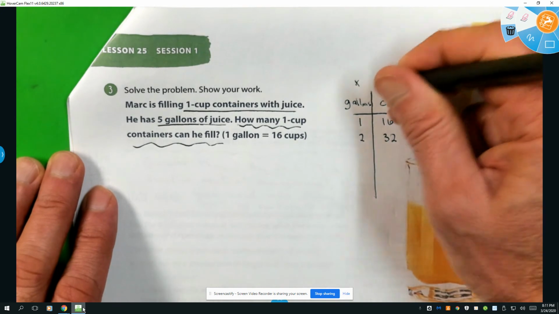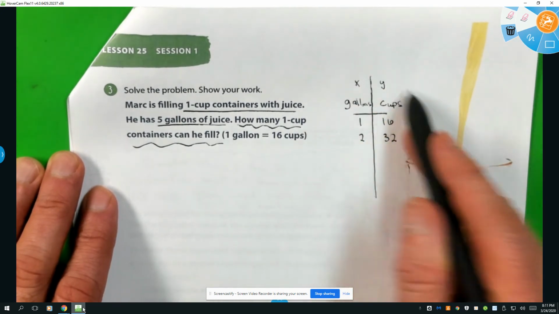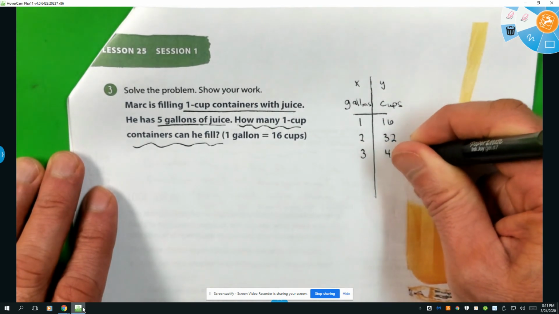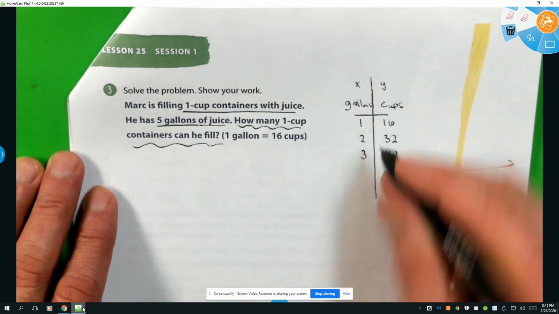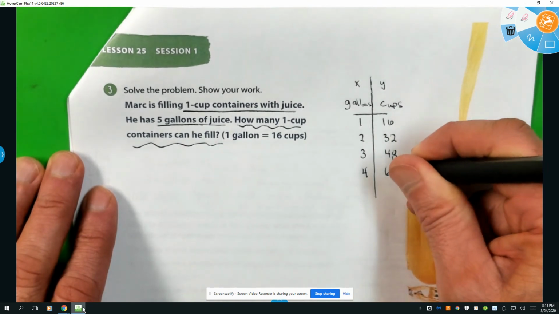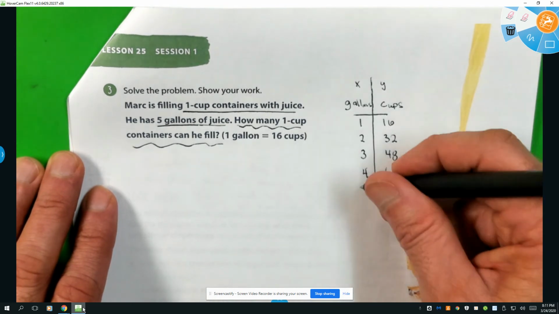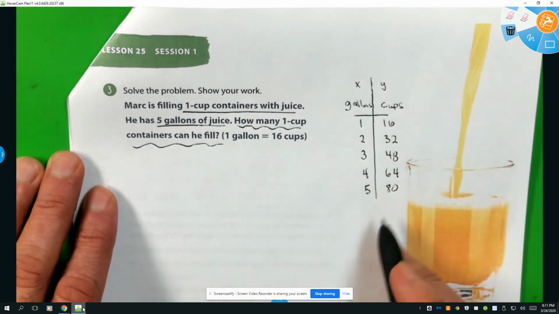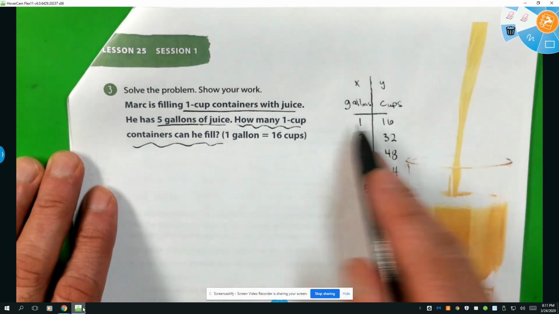And remember, we could put this on a coordinate grid and it would be a linear equation. X times 16 equals Y. All right. 3 gallons is 48 cups. 4 gallons is 64. And then we have 5 gallons, which is 80 cups. Apologize if I said gallons to cups and got those backwards.